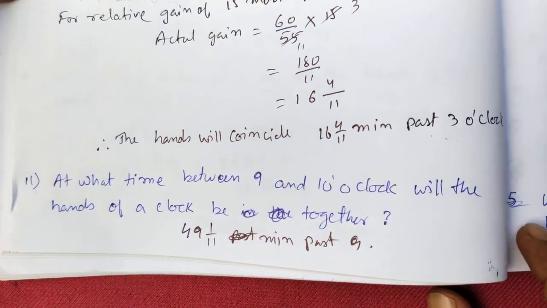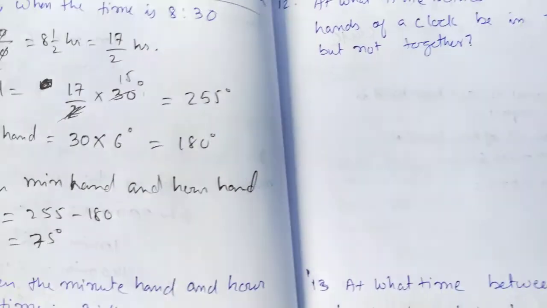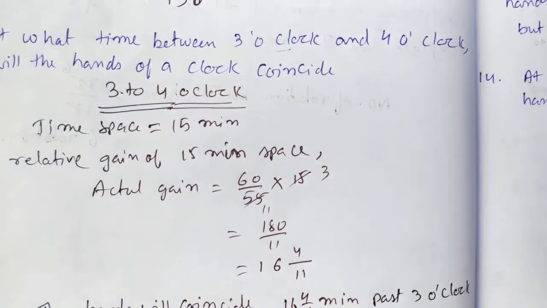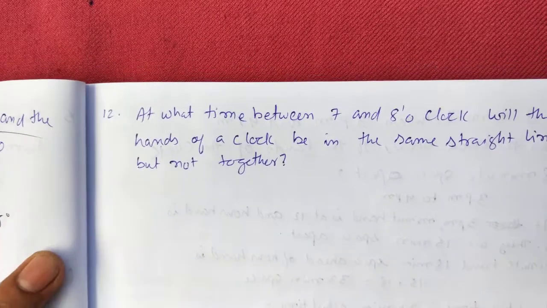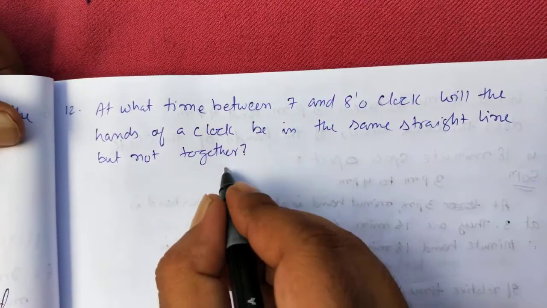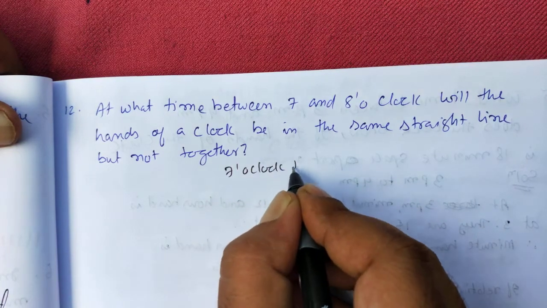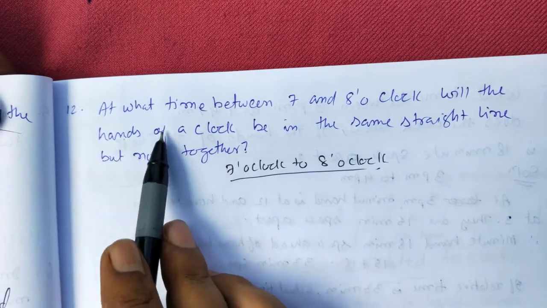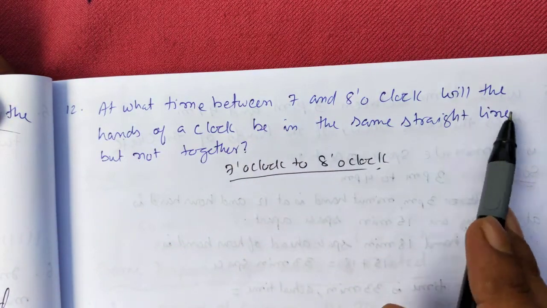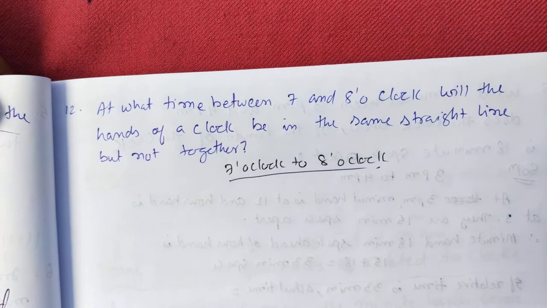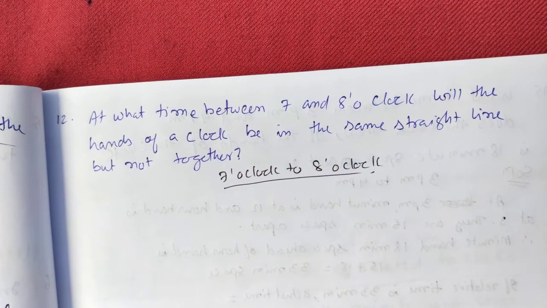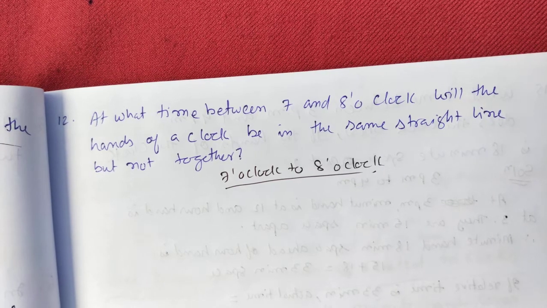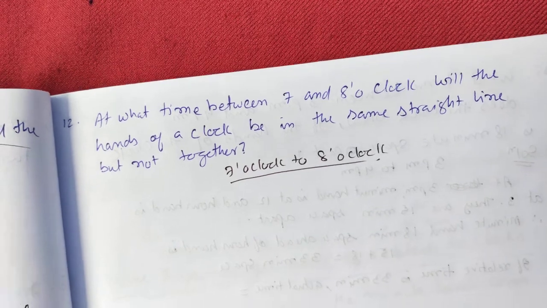So you can pause the video and write. This is your homework. Let's do question number 12. I hope you can see everything. Let's do question number 11 or 12. Timing is from 7 o'clock to 8 o'clock. At what time between 7 to 8 will the hands of a clock be in the same straight line, not together? Not together means not in the same direction, they will not be coinciding. Okay.